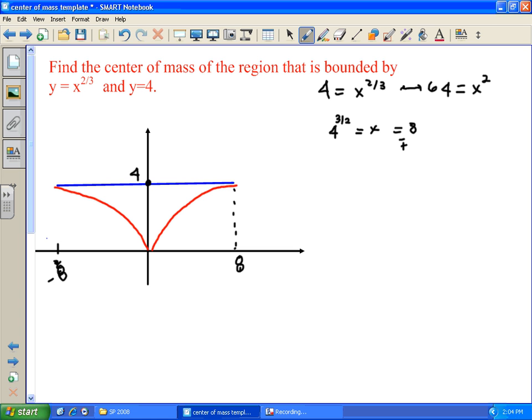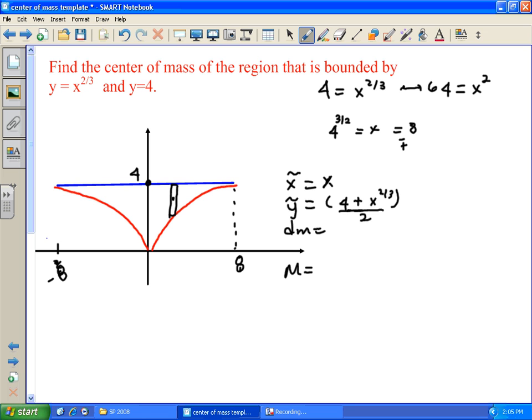All right, we have the x value, but now we still need the x tilde, y tilde, dm, and total mass. Now x tilde we're not going to worry about because we know the final answer will be 0 for the x center of mass. I just put it there, but we may never need that. Okay, y tilde is the average height, which will be 4 plus x to the 2/3 all over 2.